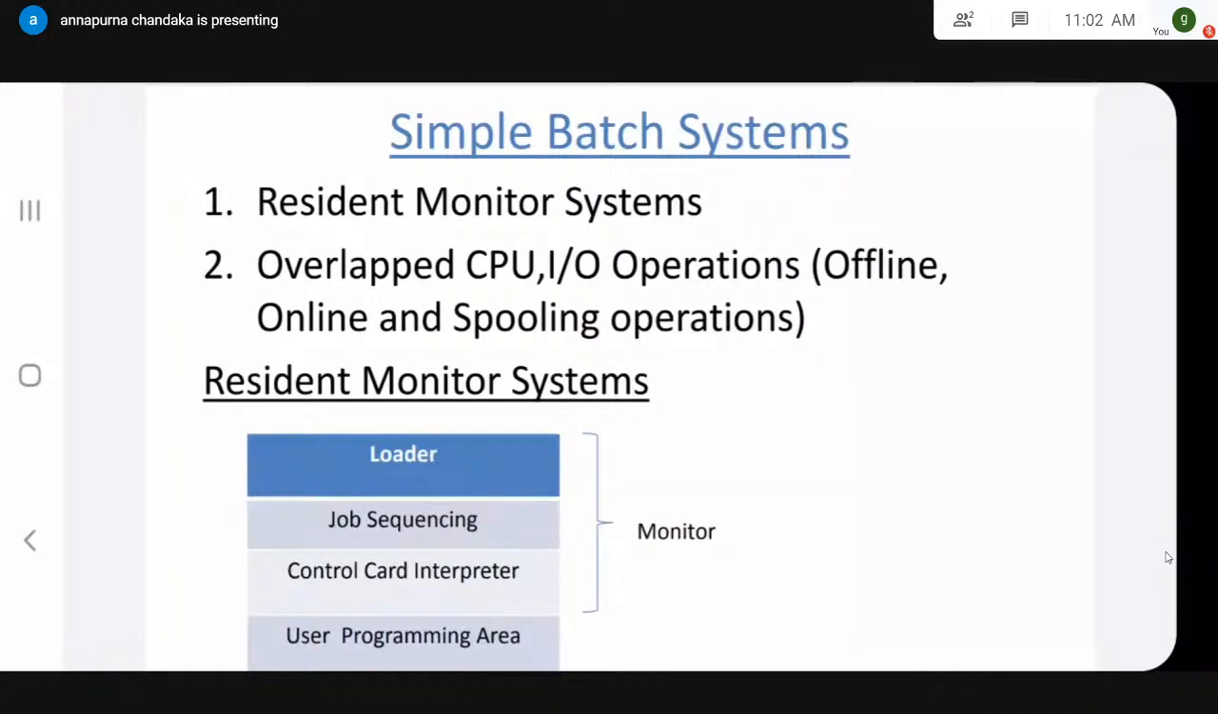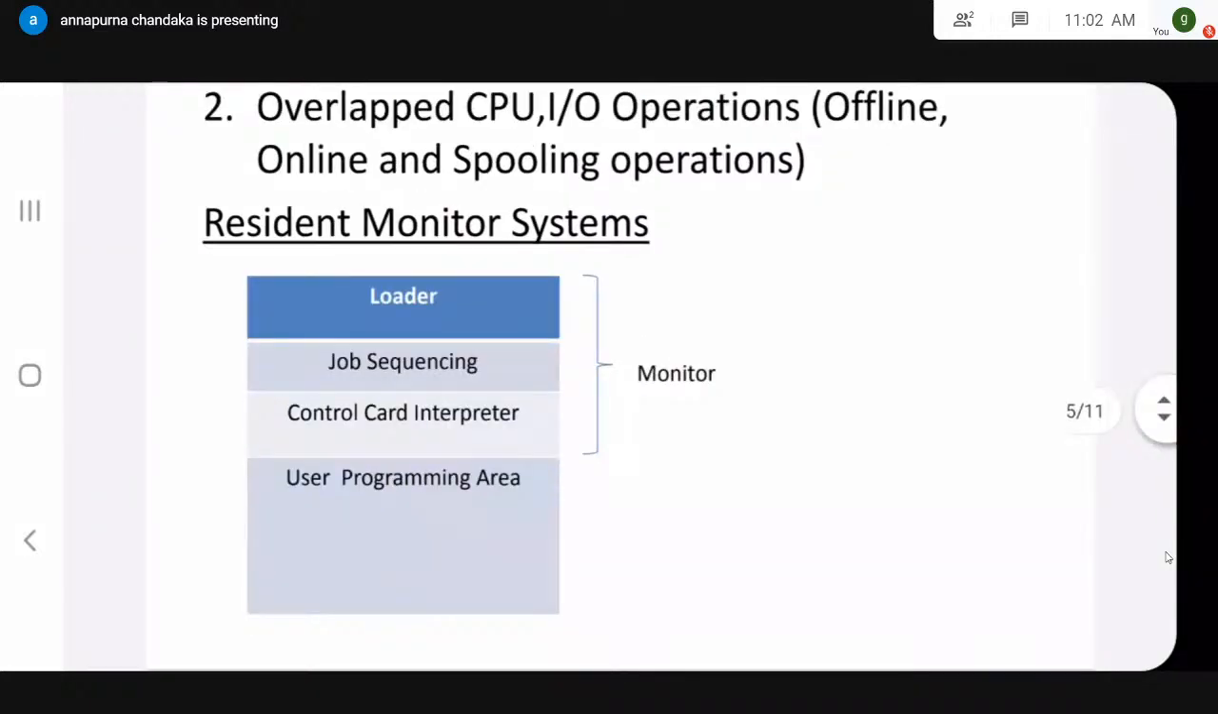So coming to the first very important topic, simple batch systems. Under simple batch systems, we are going to see two topics. Number one, resident monitor system. Number two, the overlap of CPU and IO operations. We'll see. Coming to the first one: how do you keep the CPU busy at all times?